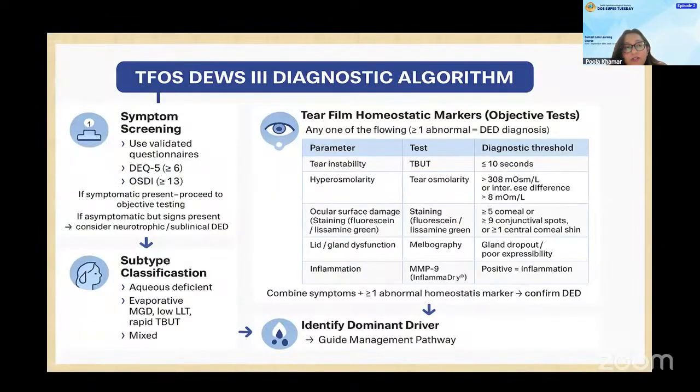So according to DEWS 3, first it has to be symptom screening, along with asking the symptoms to the patient.